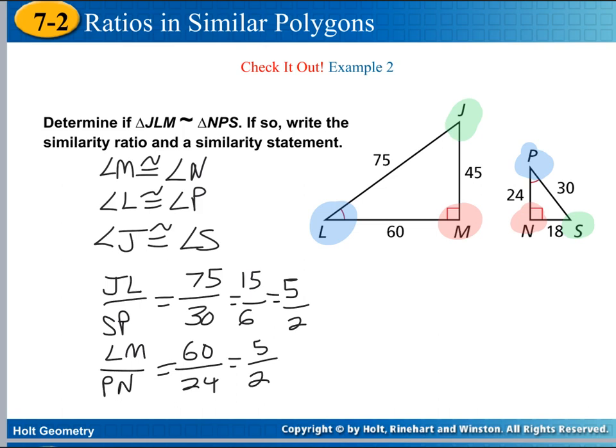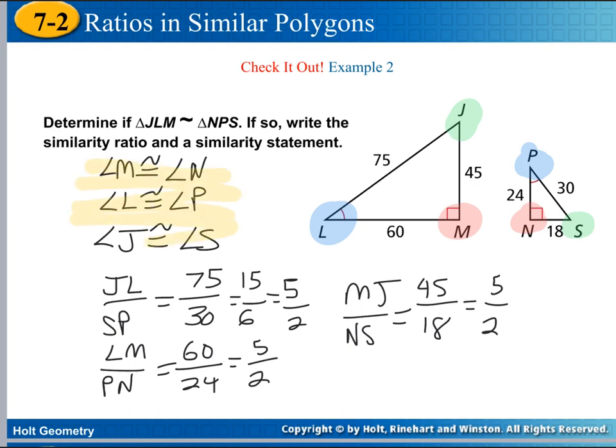So we did LM. Now let's do MJ, red to green. And so we're doing NS, which is red to green in the small one. And so we have 45 over 18. And 9 goes into both of those. 9 goes into 45 5 times. 9 goes into 18 twice. And we can see we've shown everything we needed to show because we now know that the corresponding angles are congruent and all of the pairs of corresponding sides are in proportion.